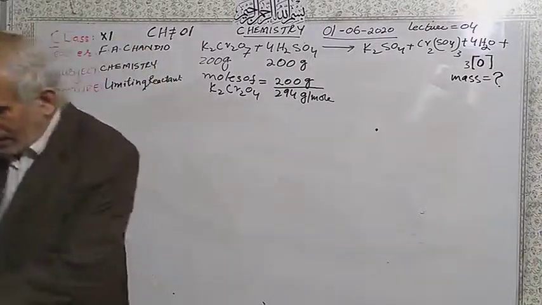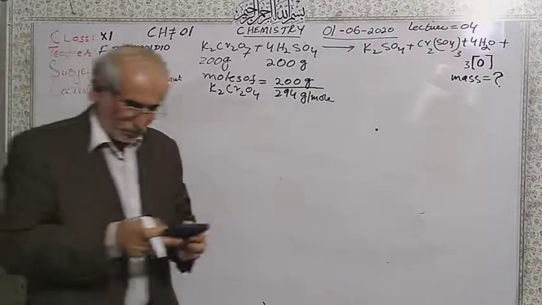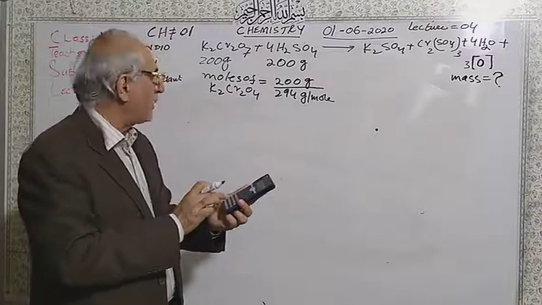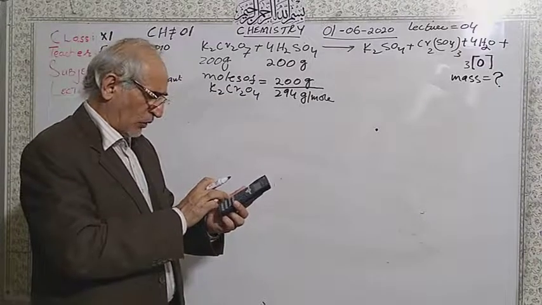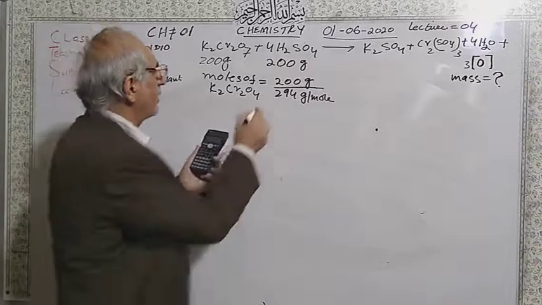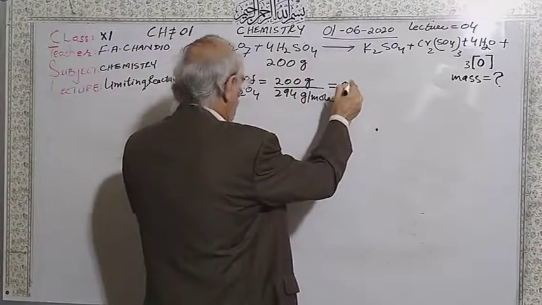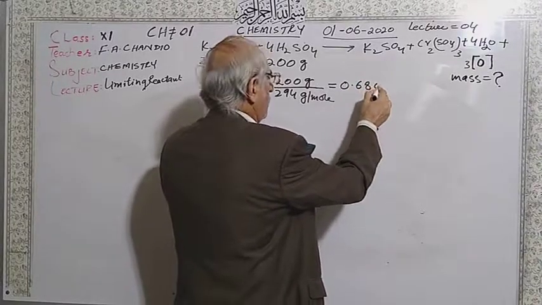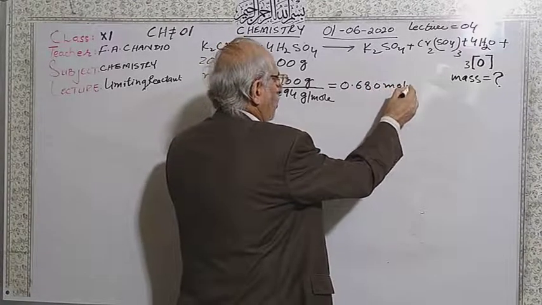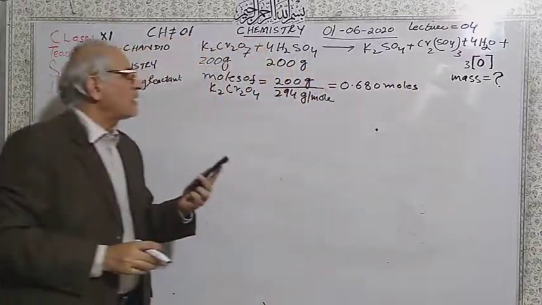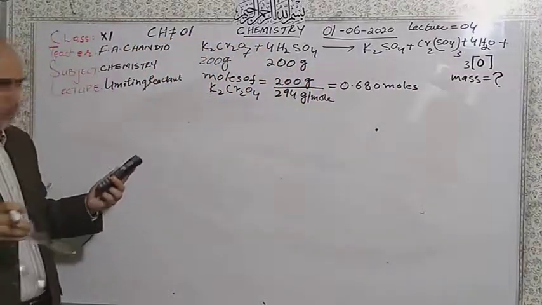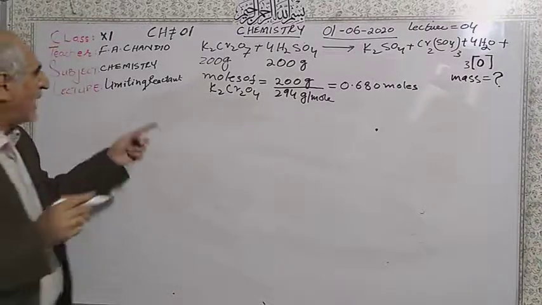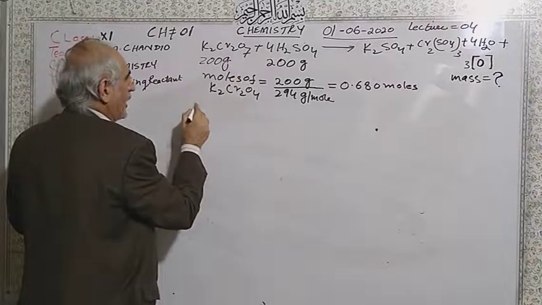So dear students, the answer is 200 divided by 294. The answer is 0.680 moles. These are the number of moles of potassium dichromate.